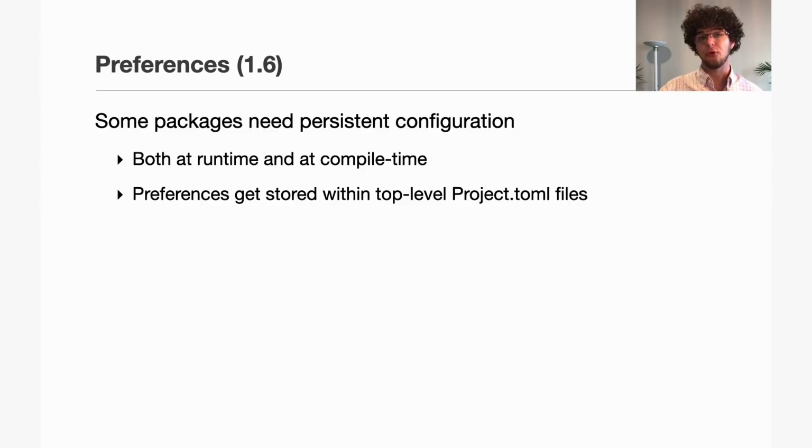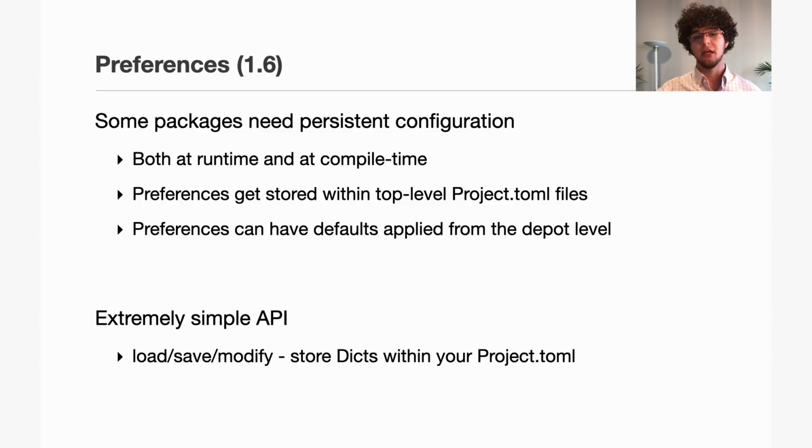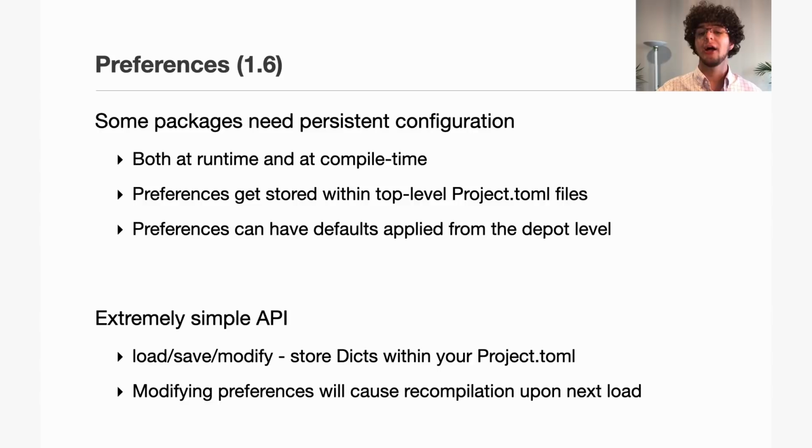Preferences are key-value stores that will get stored within top-level Project.toml files. These preferences can have defaults applied from the depot level to allow the machine to have an overall default of using the CUDA backend, for instance, but a user could override it to use the CPU backend if they need to do something special. It's an extremely simple API, essentially just a load, save, modify that stores dicts within your Project.toml, and modifying preferences will cause recompilation upon the next load of your module. This is what allows users to change preferences and then have the packages reflect those changes in their precompilation caches.